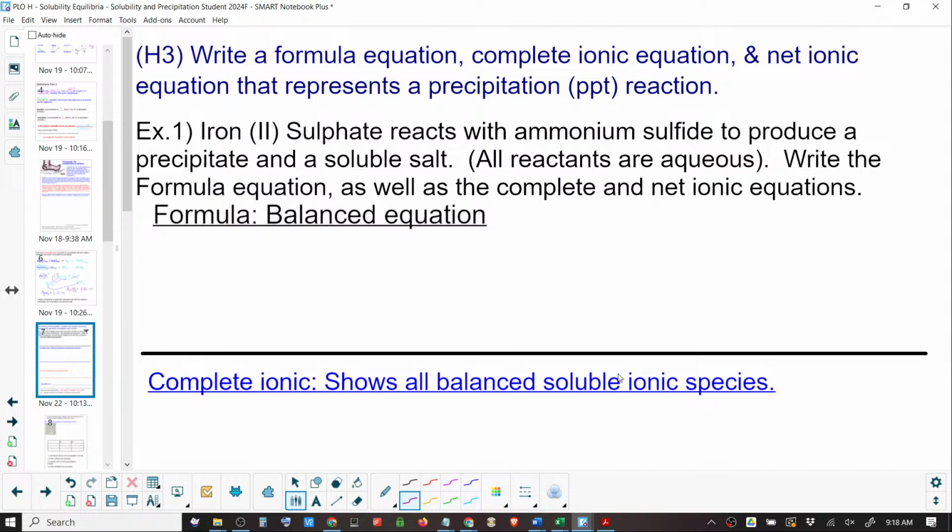Marcus and Declan, positive ions are always written first. Cool? Positive ions are always written first.